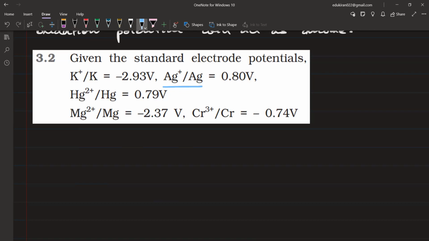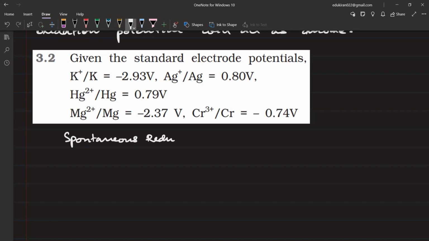What about here? Ag plus to Ag? Reduction. Hg2 plus to Hg? Reduction. Mg2 plus to Mg? Reduction. Cr3 plus to Cr? Reduction. Very good. All of these are reduction. Yes, Nawal? Yes, sir. Okay, fine. Now tell me the reductions which are spontaneous.